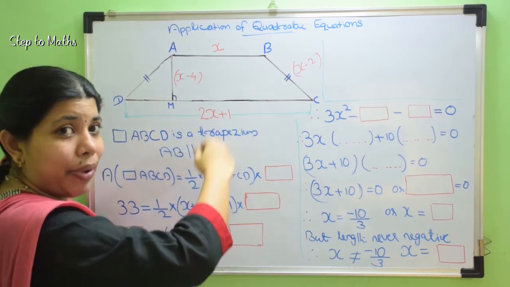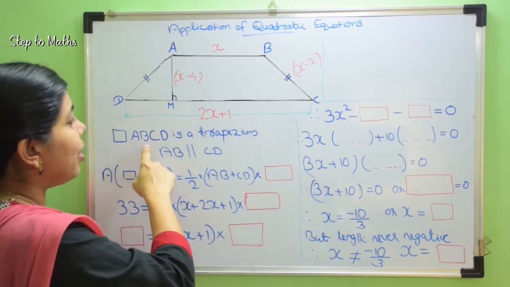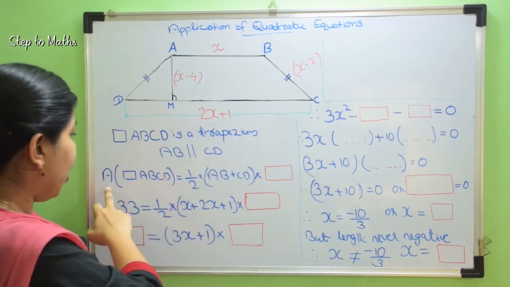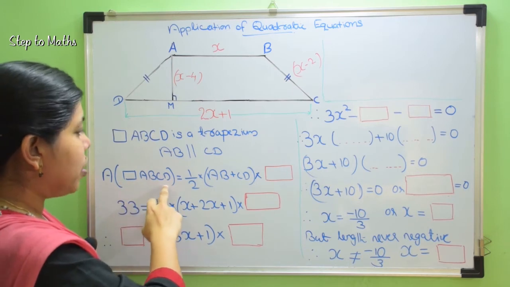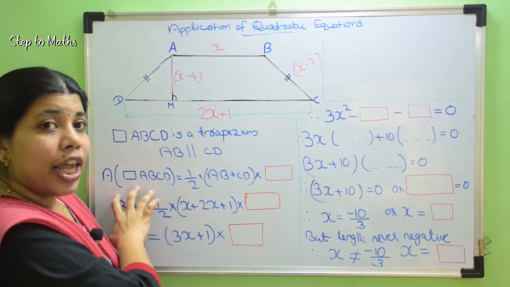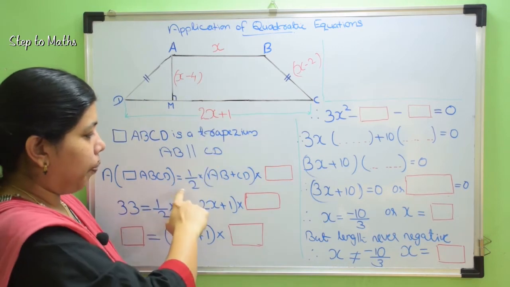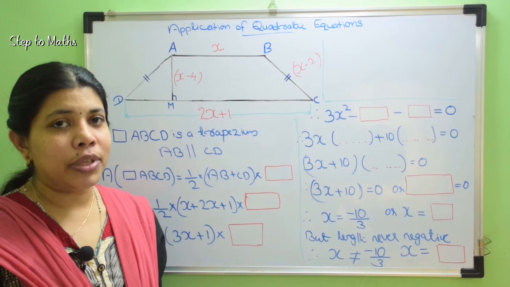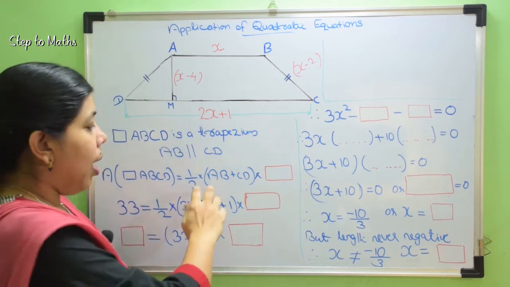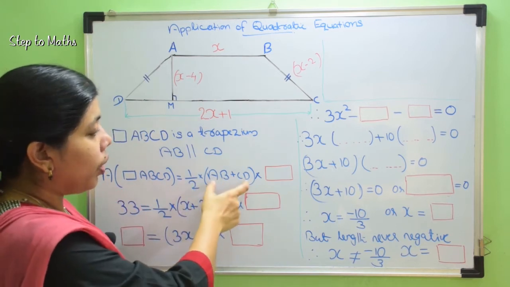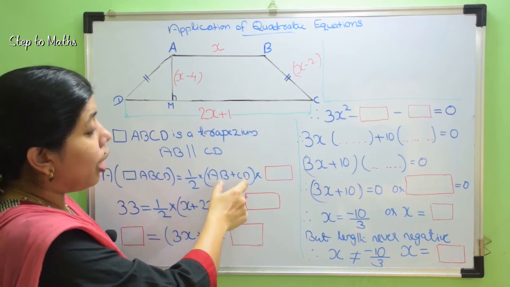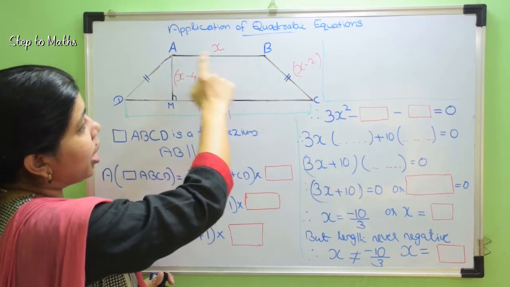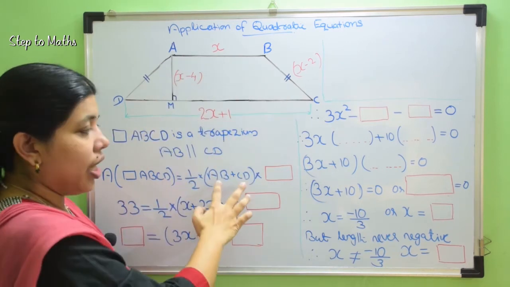Move step by step. Quadrilateral ABCD is a trapezium, AB parallel to CD. A of quadrilateral ABCD, that means area of this trapezium. What is area of trapezium? Area of a trapezium equals half into the sum of the length of its parallel sides. Here its parallel sides are AB and CD.